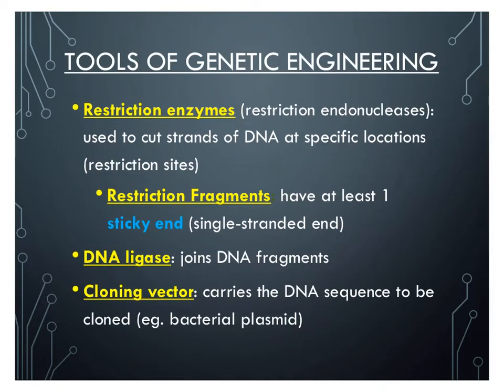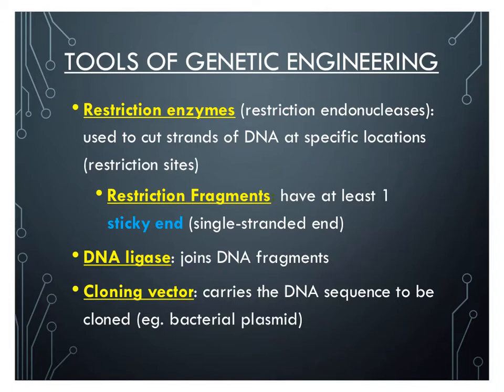Some ways that they use genetic recombination, or the ways that they do these genetic engineering tasks, is restriction enzymes. We also call these restriction endonucleases. So remember, the ASES is always the enzyme part. They're used to cut the DNA at specific locations. We call these restriction sites. So that's how we're able to take out just a specific sequence of DNA instead of using the entire genome.